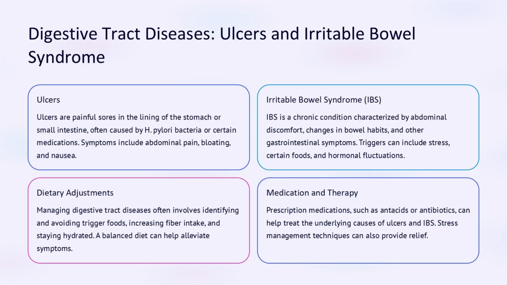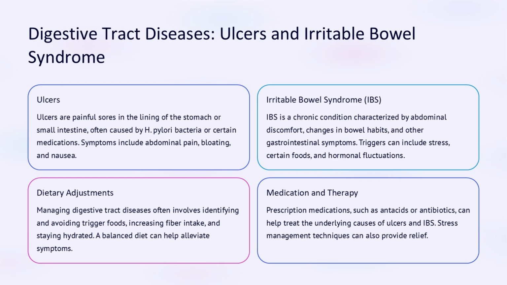Digestive tract diseases like ulcers and irritable bowel syndrome, IBS, can cause significant discomfort and disruption to daily life. Ulcers are painful sores in the stomach or small intestine, often caused by H. pylori bacteria or certain medications. Symptoms of ulcers include abdominal pain, bloating, and nausea. IBS is a chronic condition characterized by abdominal discomfort, changes in bowel habits, and other gastrointestinal symptoms. Triggers for IBS can include stress, certain foods, and hormonal fluctuations.